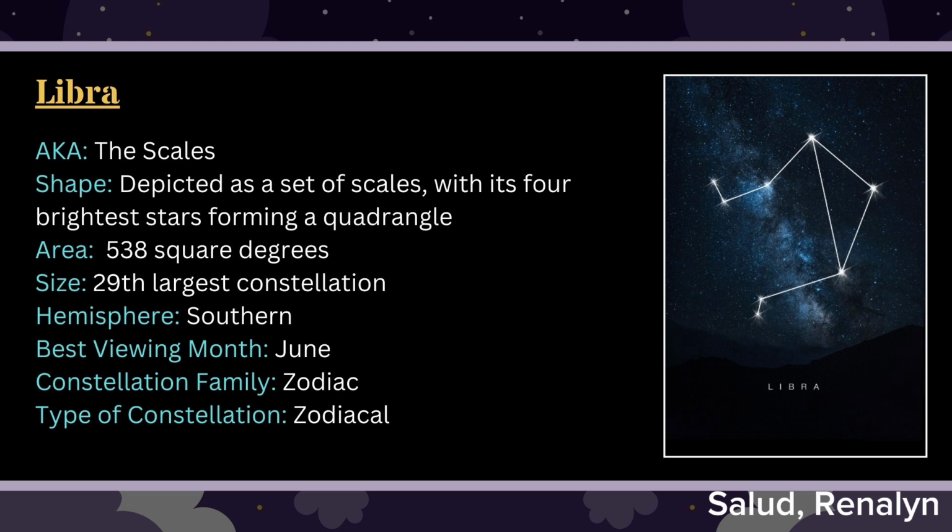Next, we have Libra the scales. It is depicted as a set of scales with its four brightest stars forming a quadrangle. Its area has 538 square degrees, 29th largest constellation found in the southern hemisphere. Also, its name is Latin for weighing scales, and it is fairly faint with no first magnitude stars and lies between Virgo to the west and Scorpius to the east, with the best viewing month in June.